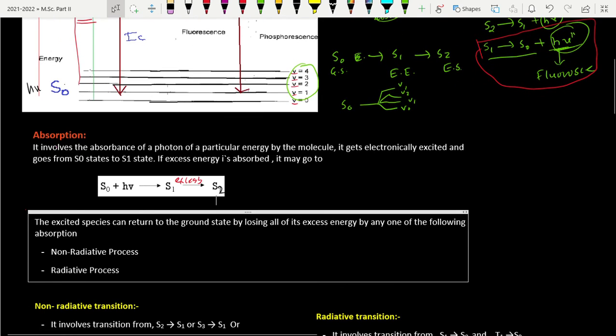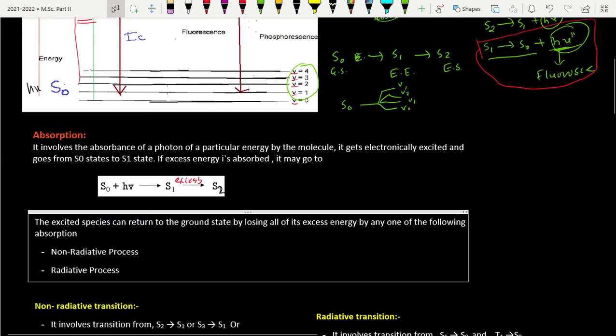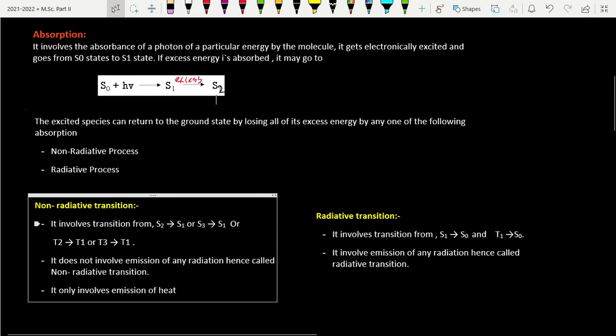Now this excited species can return to the ground state, right? Here you can see that due to vibrational relaxation, the excited electron comes down to the ground state, by losing its excess energy by one of the following processes. There are two types of processes: non-radiative process and radiative process. Let us understand what the non-radiative and radiative processes are.